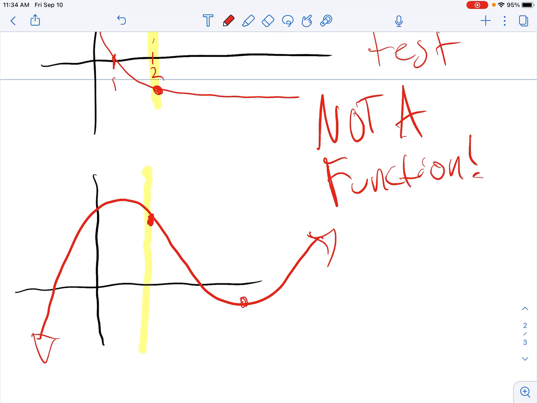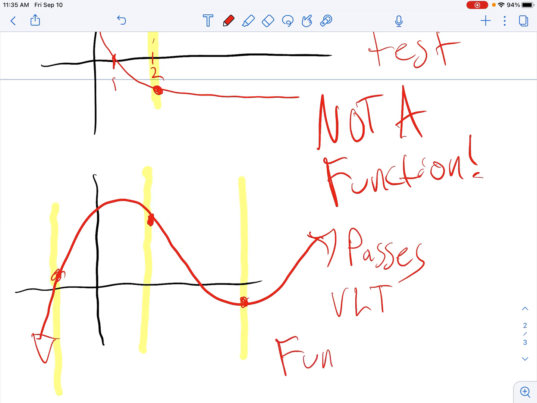This one, again, if I were to just look at any random point, it doesn't matter what point it is, it only touches my graph once. Only touches my graph once. So I know that this passes the vertical line test. I'm just going to say vertical line test, VLT. Vertical line test. So it is a function. This one is a function.